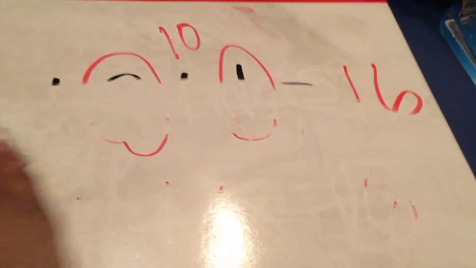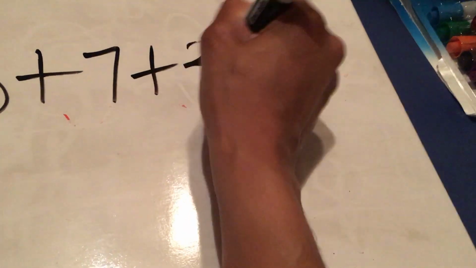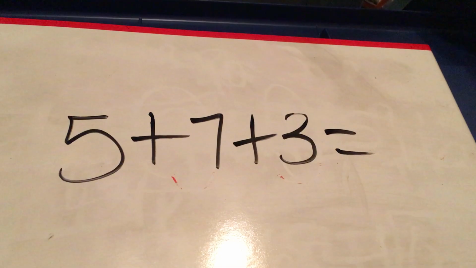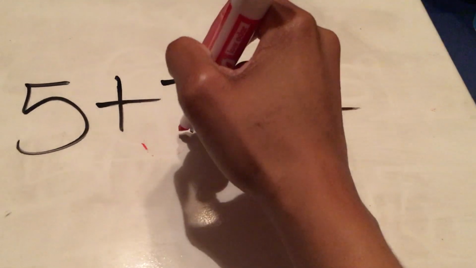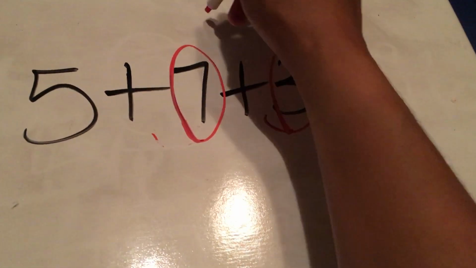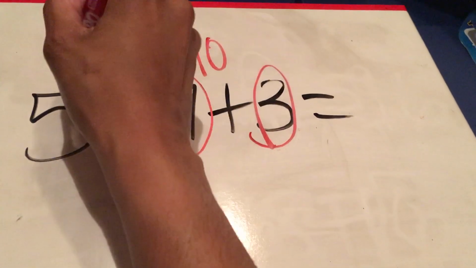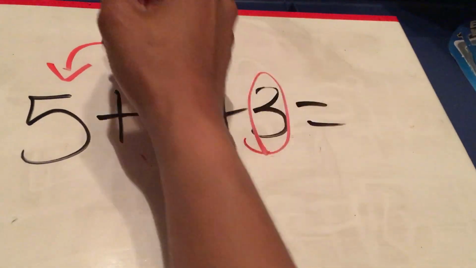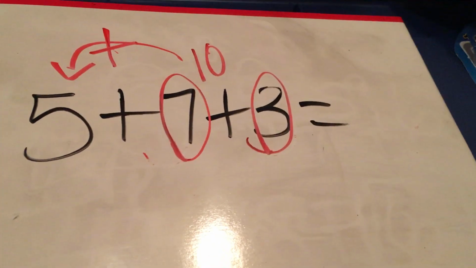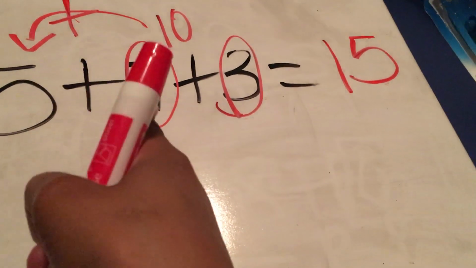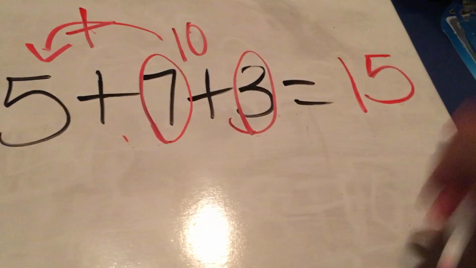Alright, let's do another one where I can find the 10. For this problem, I have 5 plus 7 plus 3. Remember, I'm looking for my two add-ins that equal 10, and I'm going to circle them. So I have 7 plus 3. If you said that, awesome. It's going to give me 10. Now remember, I have to go back and grab this number. So now I have 10 plus 5, and that's going to give me 15. So I know that 5 plus 7 plus 3 equals 15.